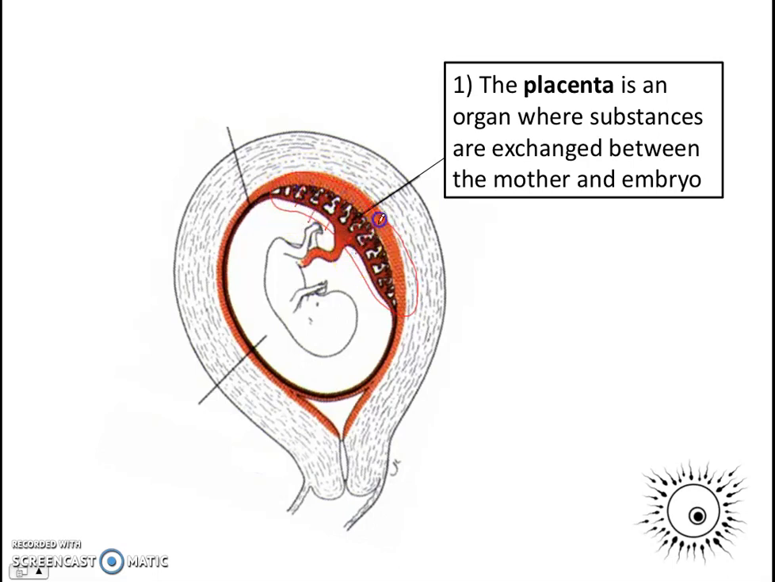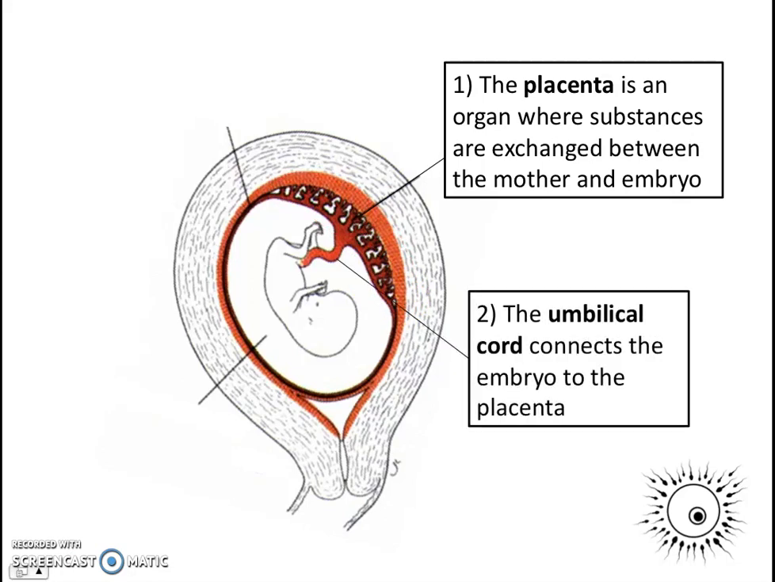Now the placenta is where the mother's blood system comes into contact with the baby's blood system. And so substances can be exchanged between them. I will look a bit more at that later on. Now the second main structure is the umbilical cord. The umbilical cord connects the embryo to the placenta.